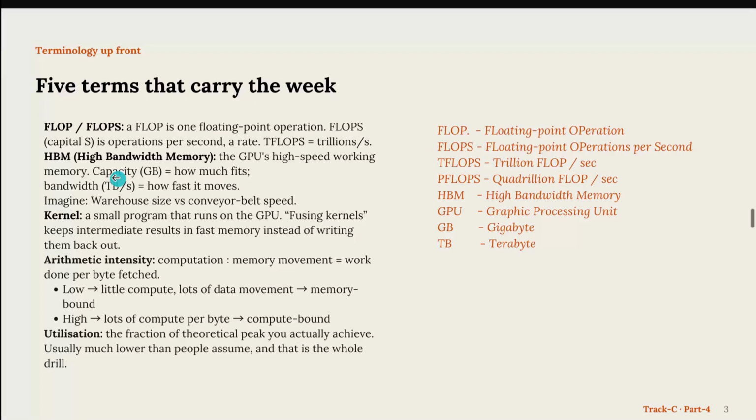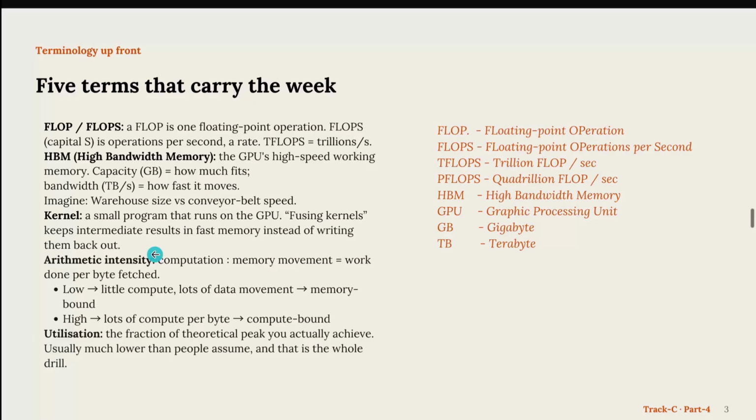At the same time, look at the bandwidth also. How fast can we provide the bytes to the GPU to process? It is like warehouse size versus conveyor belt. Both have their own limitations separately, but when combined, the optimization is that, based on the warehouse size and conveyor belt, you provide the right number of elements to be processed. A kernel is a small program that runs on the GPU. Fusing kernels keeps intermediate results in fast memory instead of writing them back out. So HBM does all of that.